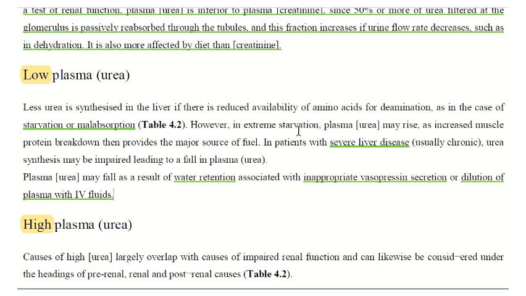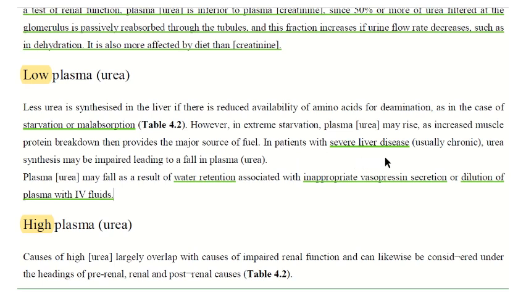However, in extreme starvation, plasma urea concentration may rise as increased muscle protein breakdown then provides the major source of fuel. إذن ومع ذلك في حالات الجوع الشديدة فقد ترتفع البلازما يوريا concentration، حيث أن الانهيار المتزايد لبروتين العضلات يوفر المصدر الرئيسي للوقود في حالات الجوع الشديدة.